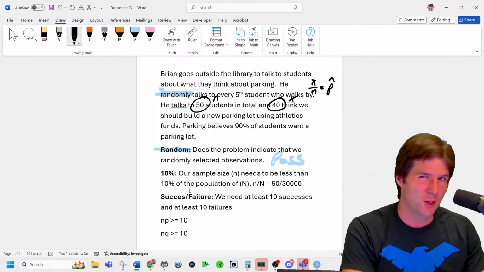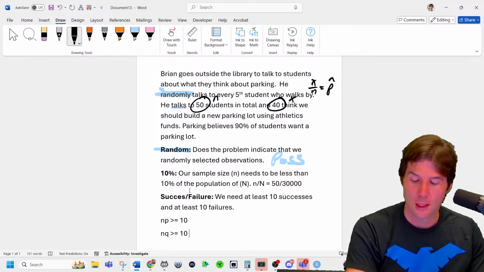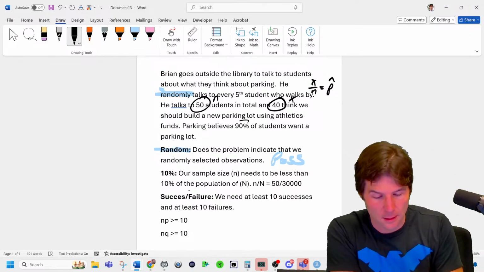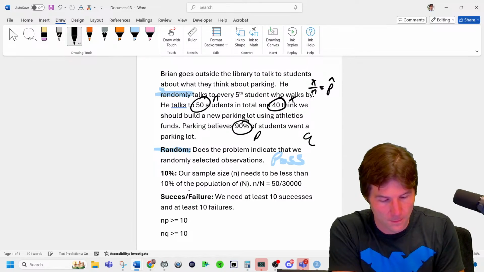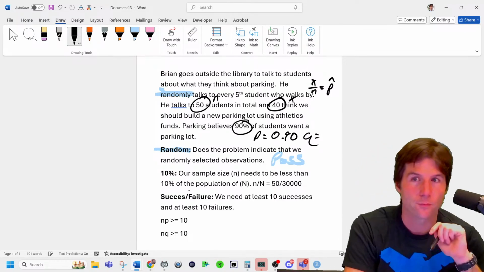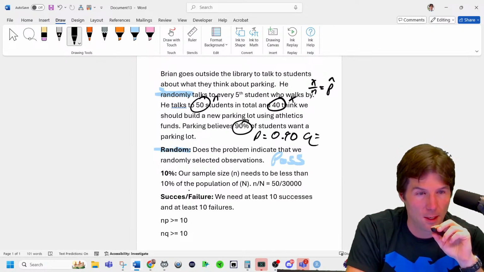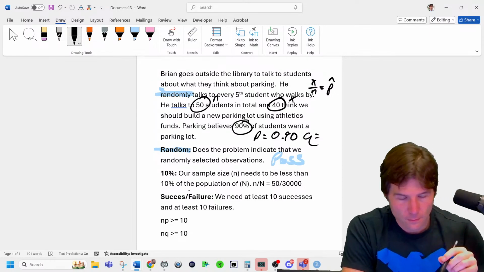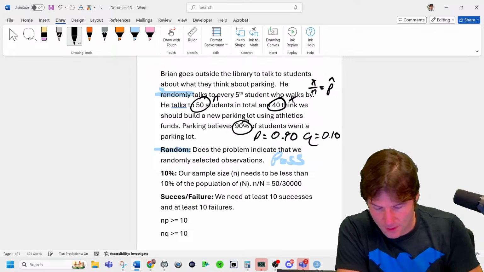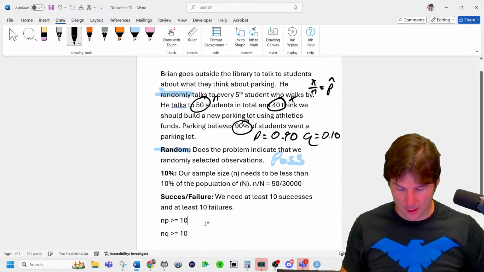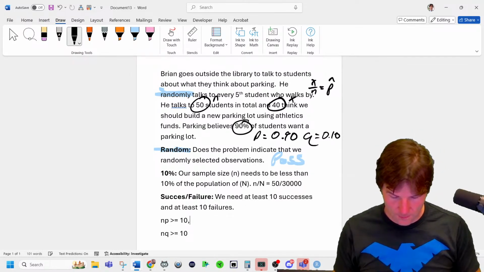This one's a bit of a tricky one. Like, this is a mean version. To solve this, you need to find p and q. p is equal to 0.90, and q is equal to what? For the success failure condition, you want at least 10 successes. Good job, Clay, you are right. q is 0.10. So when you solve this out, np is going to be 50 times 0.90, and that is equal to 45.